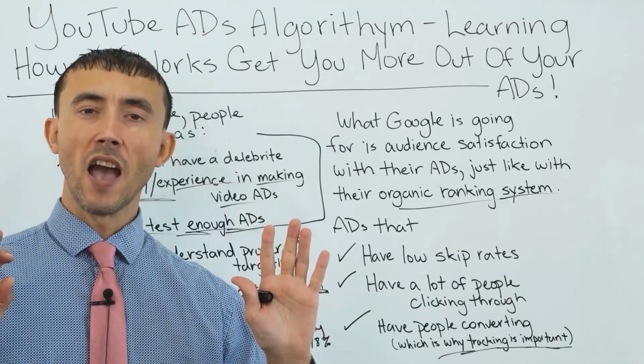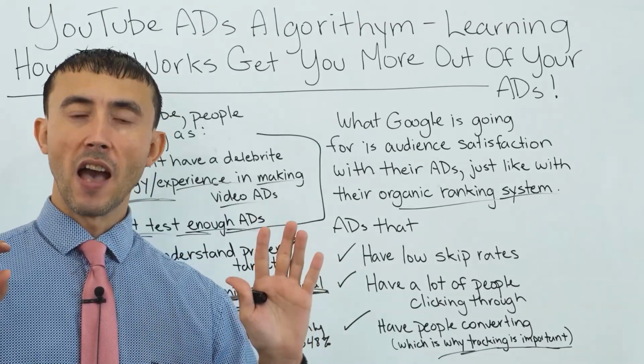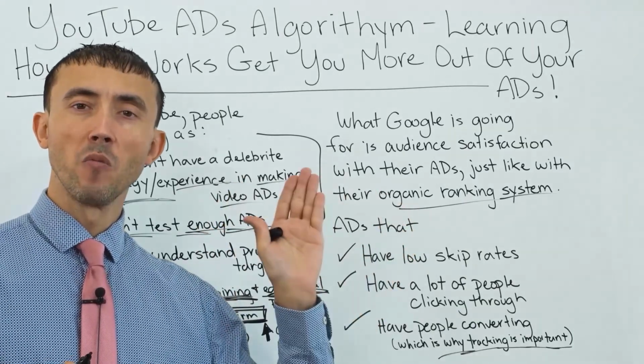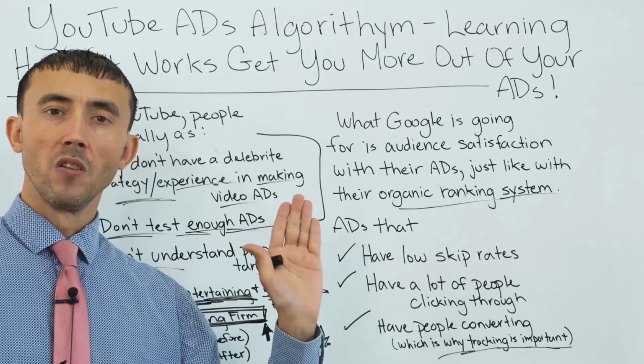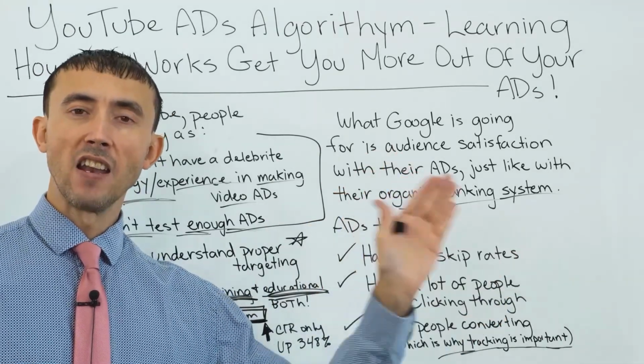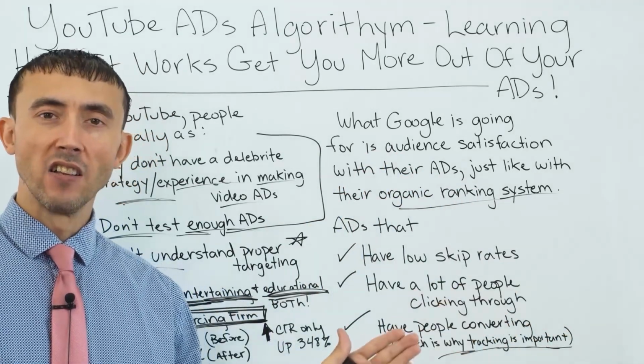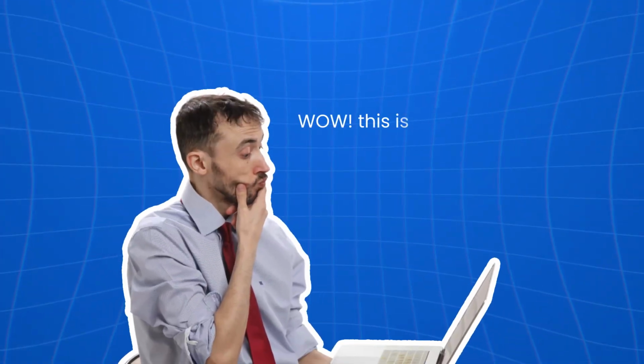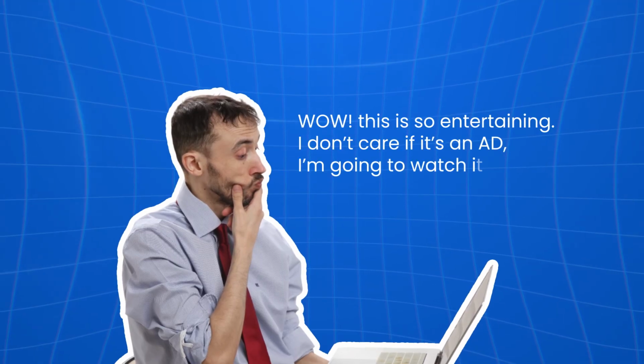You can't just educate people anymore, at least when you're talking about YouTube ads, because the YouTube ads algorithm rewards people that are highly liking your ad and engaging with your ad. Not, oh, this is an ad, I'm going to click out of it. Your goal is to say, wow, this is so entertaining. I don't care if it's an ad, I'm going to watch it anyway.